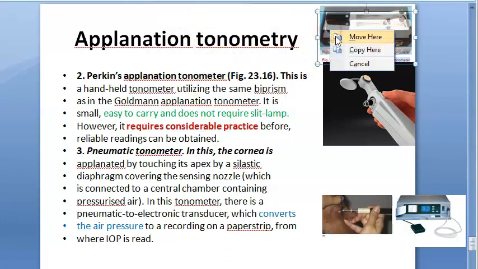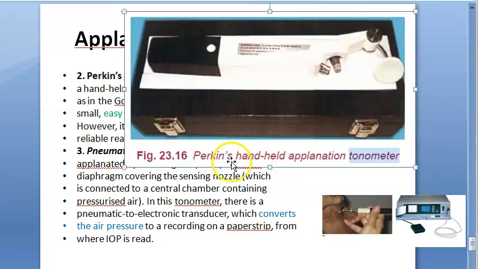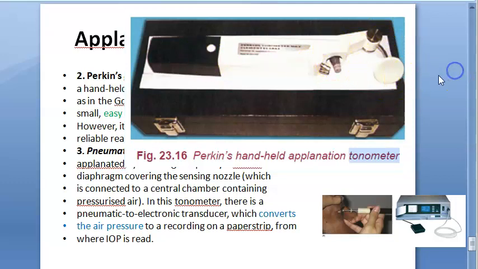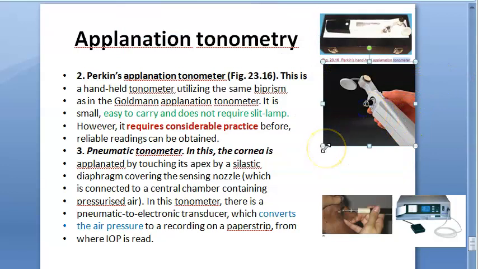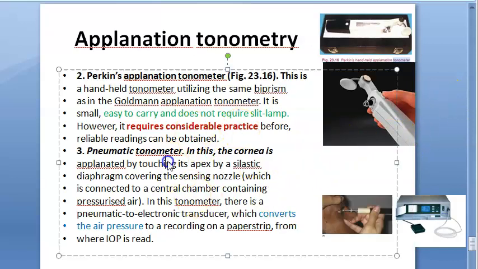So here they are showing some Perkin's Applanation, handheld Applanation. Yeah, same thing. Look at that circle and all that. Here you can see, I think this is the biprism, that cone. Let's see this one also better. Yeah, this part of it looks like that Goldmann. So this is handheld, but it requires a lot of practice. Then you have the pneumatic tonometer, guys.